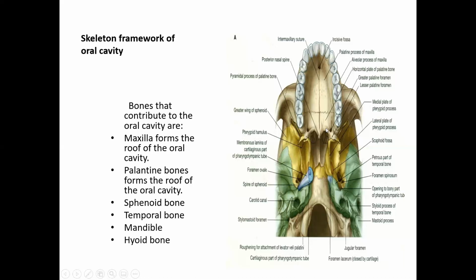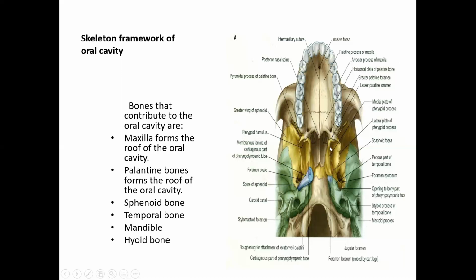Just lateral to the posterior nasal spine, on the horizontal plates of the palatine bone, you can see there are other foramens, and these foramens are the lesser and the greater palatine foramens for the traveling of the vessels. So the greater and the lesser palatine vessels can travel from the oral cavity into the nasal cavity through these foramens. Then we have the sphenoid.